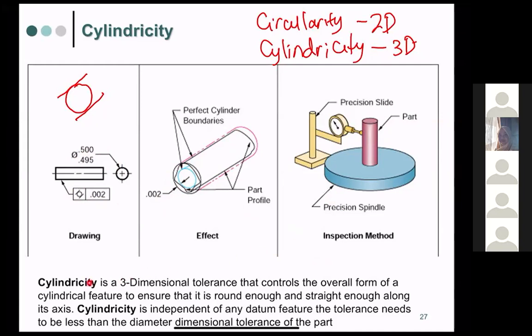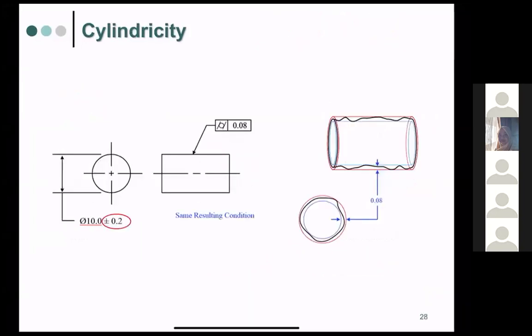Okay, so cylindricity is a 3-dimensional tolerance that controls the overall form of a cylindrical feature to ensure that it's round enough and straight enough along the axis. Okay, so cylindricity is independent of any datum feature, and the tolerance needs to be less than the diameter dimensional tolerance of the part. Okay, so that is cylindricity like this.